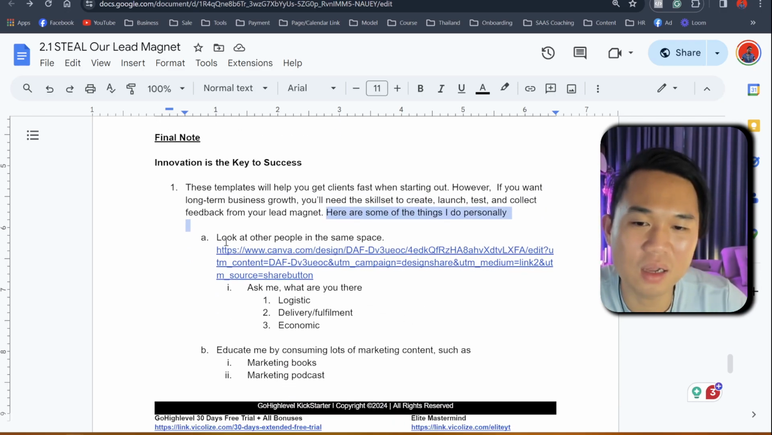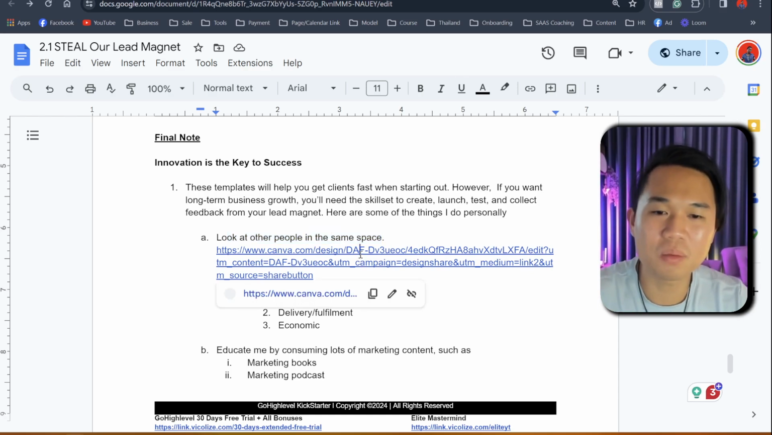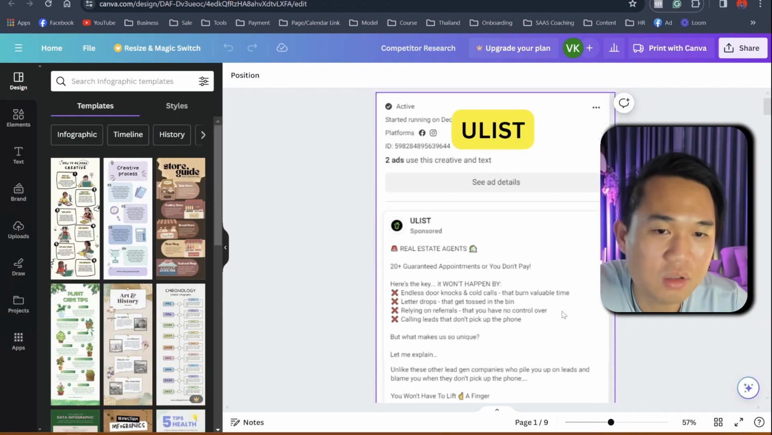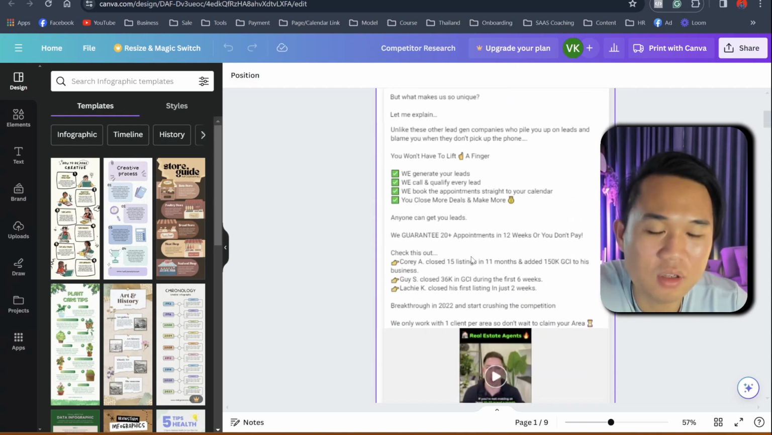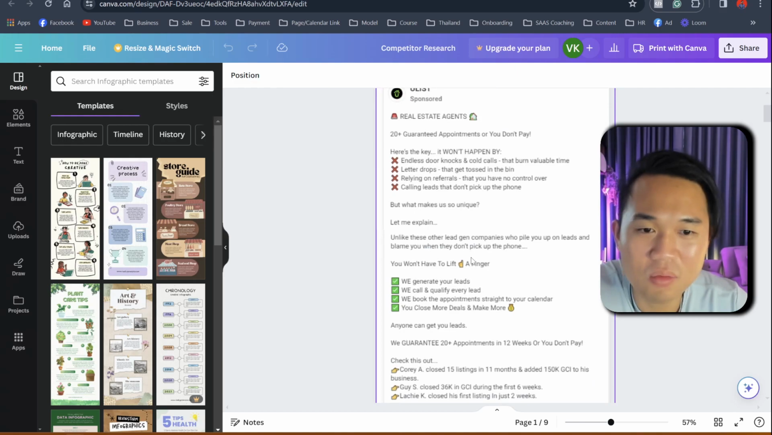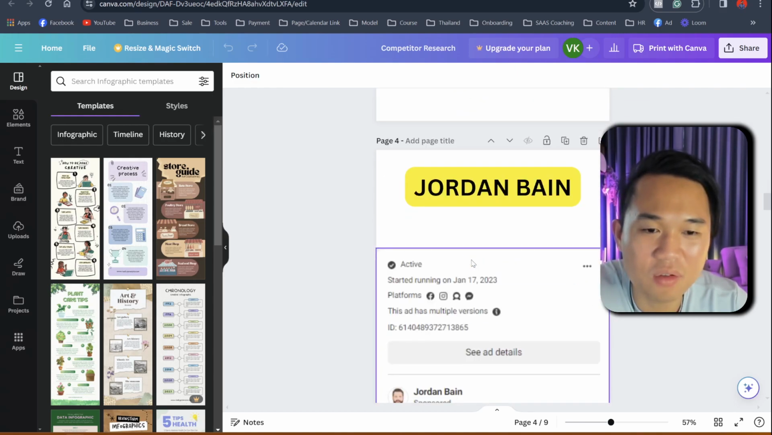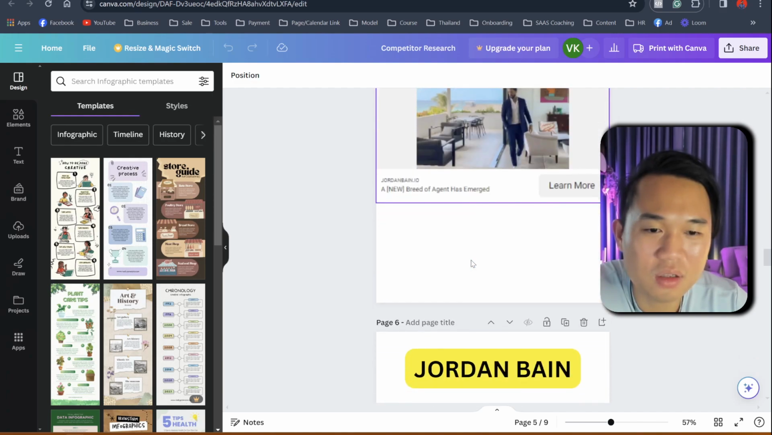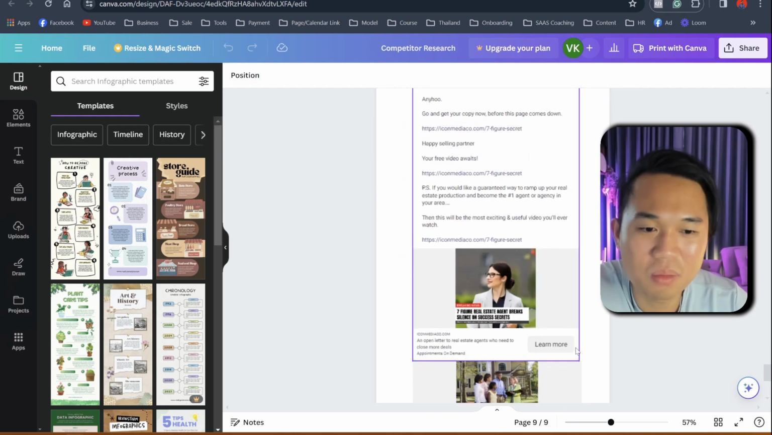Number one is I look at other people in the same space. I call it that because I don't want to call them competitors, because not everyone is a competitor, right? So my media buyer gets all of the ad copy and ad creative from other people running real estate offers in Australia. So you can see all of their ads and all that stuff. Jordan Bain, all that stuff, I mean, these guys are directly serving the same niche as us, right?